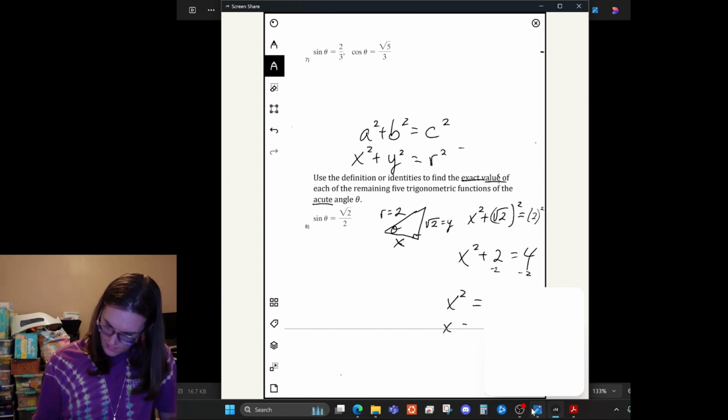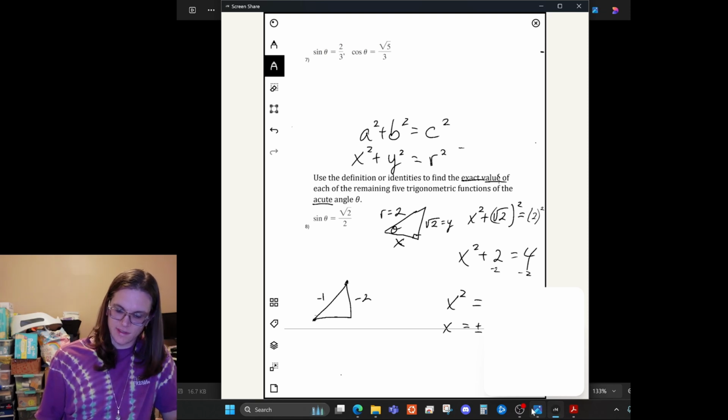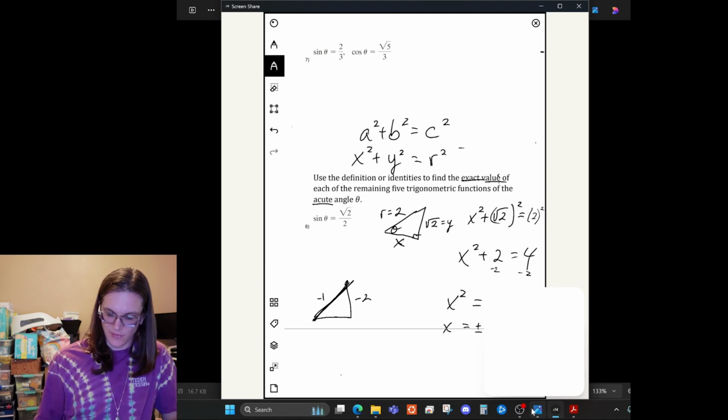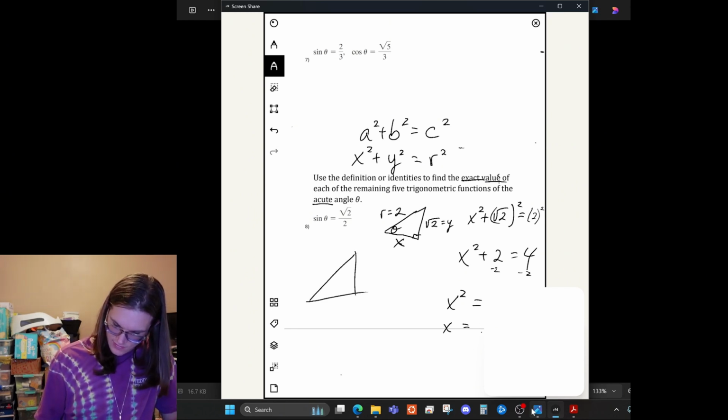And then technically to have good form, we would write plus or minus root 2. But again, negative numbers on a triangle don't make a lot of sense, because what you're saying is the distance from here to here is something. The distance is negative, doesn't really make sense. So we don't have to write that. So this is our triangle, root 2, root 2.